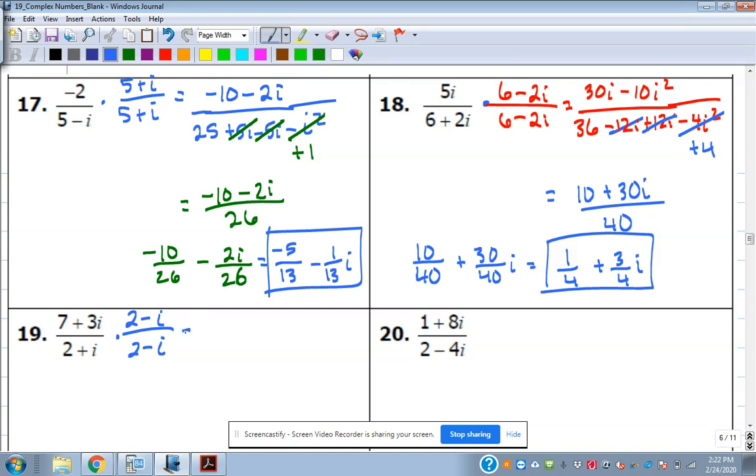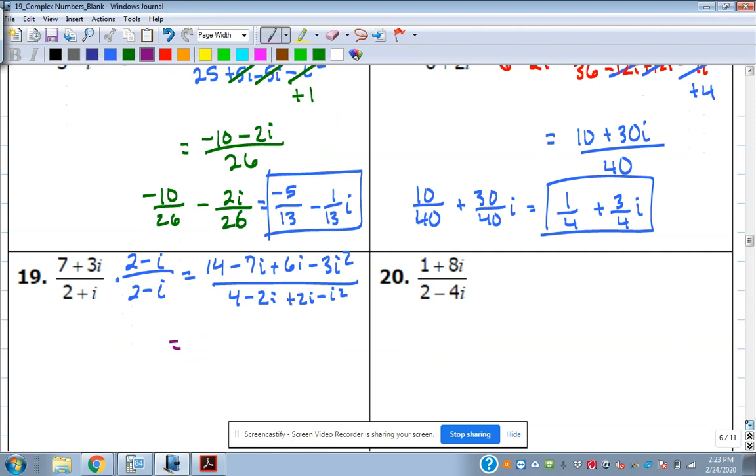All right, so let's work it out here. Top part, 7 times 2 is 14. 7 times negative i is negative 7i. 3i times 2 would be plus 6i. And then 3i times negative i would be negative 3i squared. So just distributing on top. Same thing on the bottom: 4 minus 2i plus 2i minus i squared. A lot of simplifying to do on this one. The bottom part's the easy one, so that's the one I want to do. It's going to be 5 on the bottom. And then negative 3i squared becomes plus 3. So it's going to be 17 minus i, minus 1i or i.